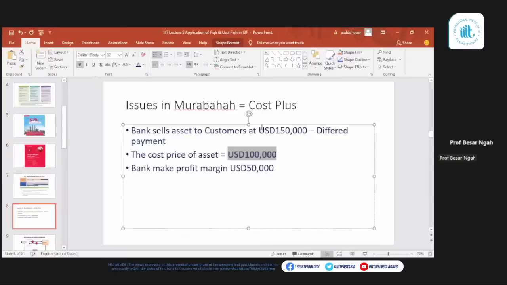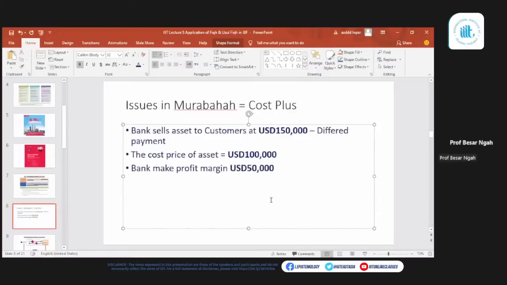And then you are selling to the customer, the bank, 150,000. Okay. And you make profit, bank is 50,000. What is the basis of this 50,000? This is what my argument is. What is the basis of making profit margin? There are many applications here.